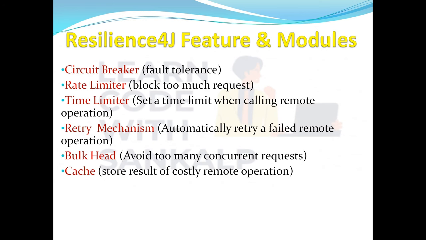Firstly, let's understand the Resilience4J features and model. We have noted down some key features of Resilience4J. First is the circuit breaker for fault tolerance. It means we are calling one microservice from another microservice, and the second microservice is down. That is where fault tolerance comes in: one microservice is down, so the first microservice will stop calling the second microservice and some demo data will be shown in our UI. Okay, the second feature is the rate limiter.